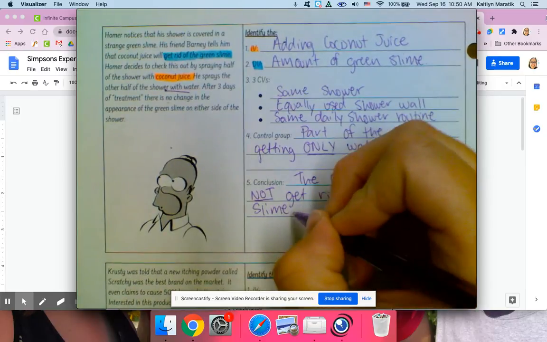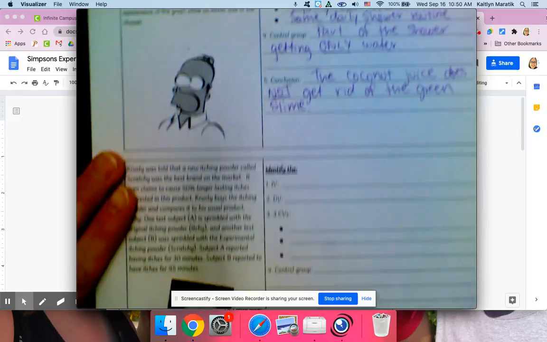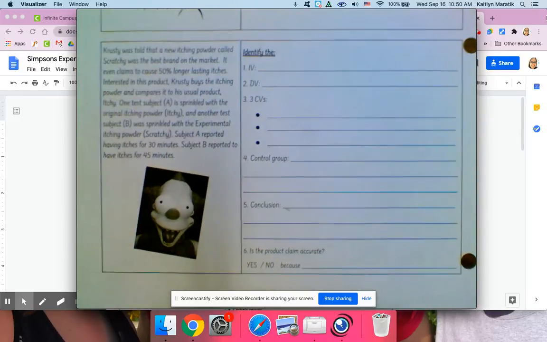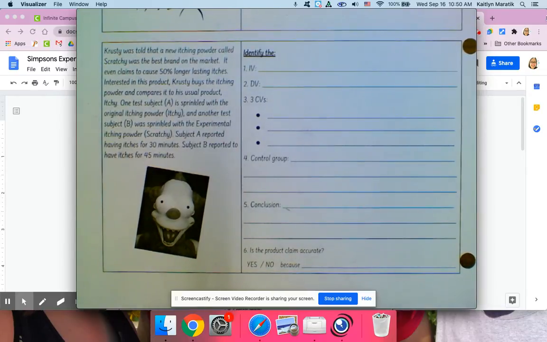Honestly, I'm a little worried as to why Homer has green slime in his shower. Instead of using coconut juice, I might just clean the shower. But that's just me, you know? Everyone's a little bit different.